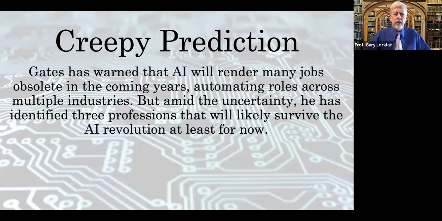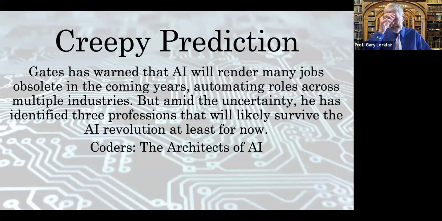Here's one news article talking about a recent interview with Bill Gates. Bill Gates has warned that AI will render many jobs obsolete in the coming years, automating roles across multiple industries. But amid the uncertainty, Bill Gates has identified three professions that will likely survive the AI revolution, at least for now. Here are the three that will survive the AI revolution: coders, programmers, computer scientists.